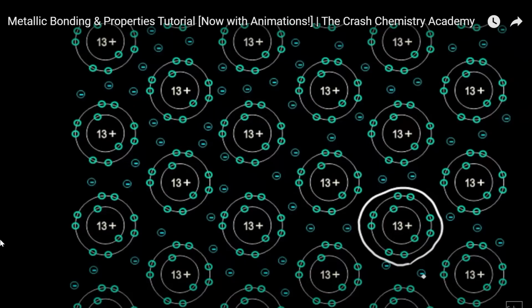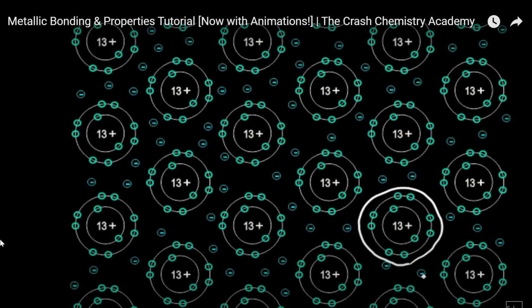Okay, so do you see the 13 protons in the middle? And how many electrons do we have around the outside? 1, 2, 3, 4, 5, 6, 7, 8, 9, 10. 10. Where have the other 3 gone? They have gone. Do you see them here and here and here and here and here and here and here? They have gone everywhere. Okay?